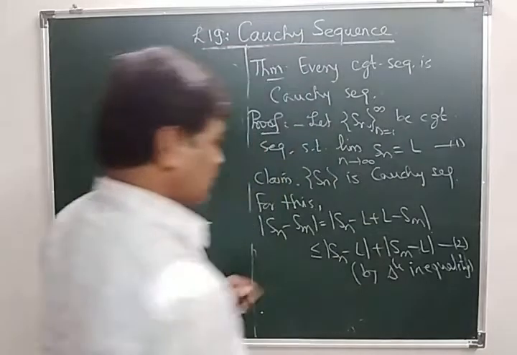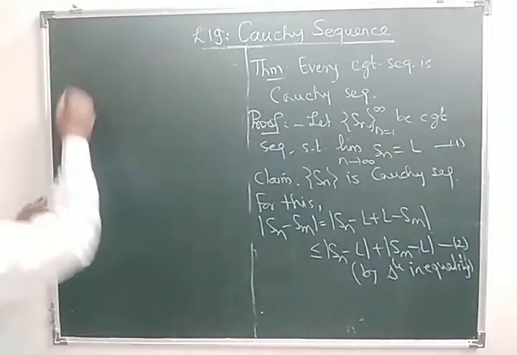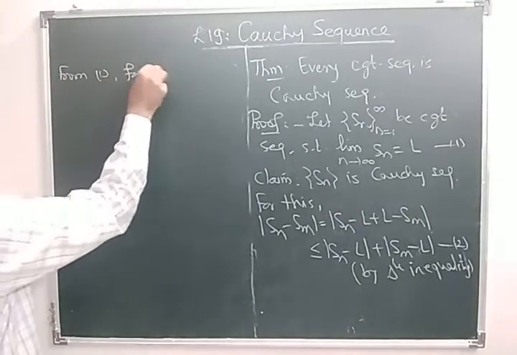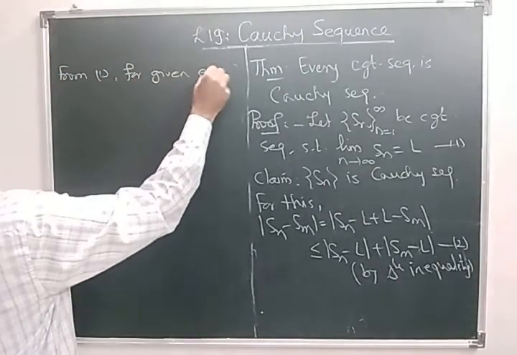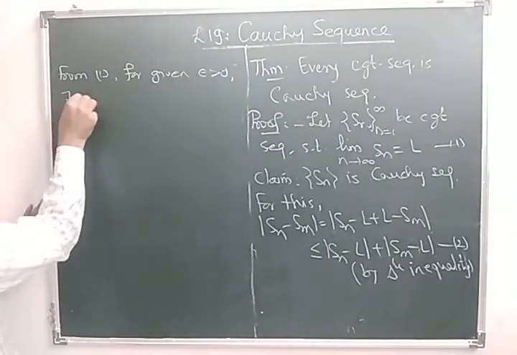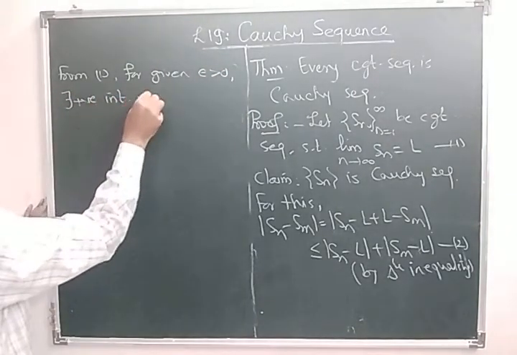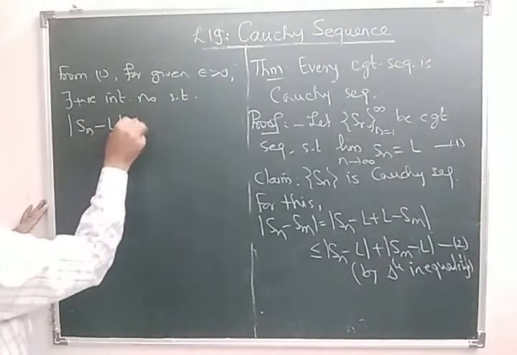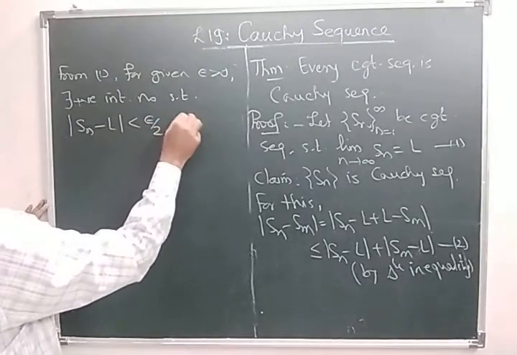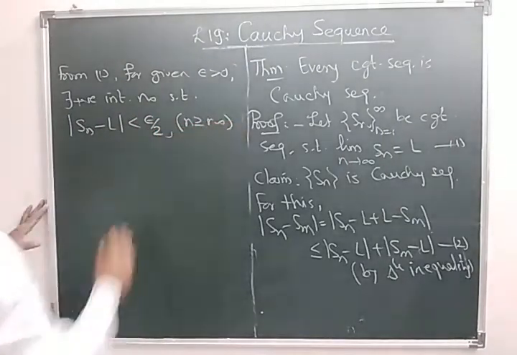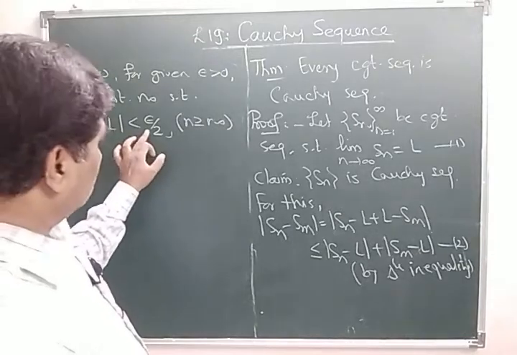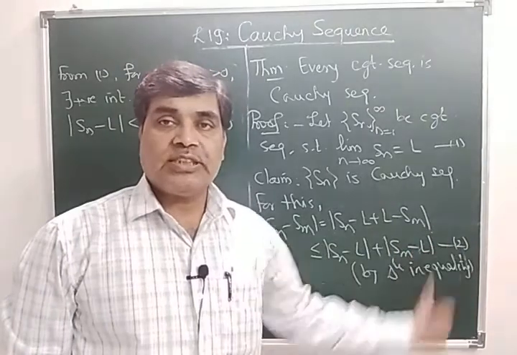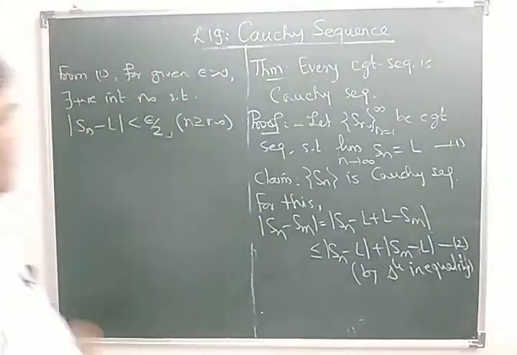Now from 1, for given epsilon greater than 0, there exists positive integer n naught such that mod of Sn minus L is less than epsilon by 2 for any n greater equal n naught. Why am I taking here less than epsilon by 2? Because I want this to be less than epsilon by 2 plus epsilon by 2, which is equal to epsilon.